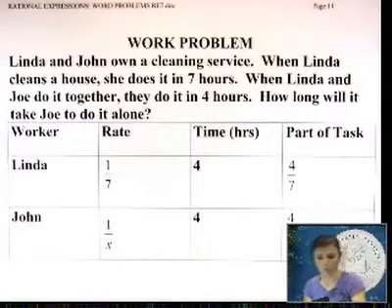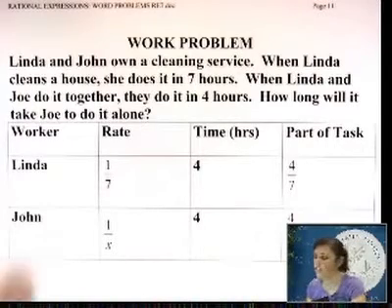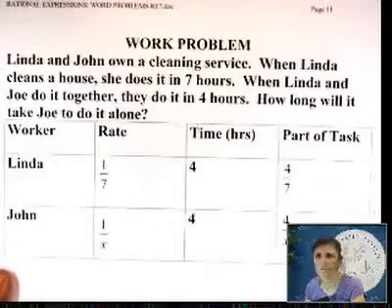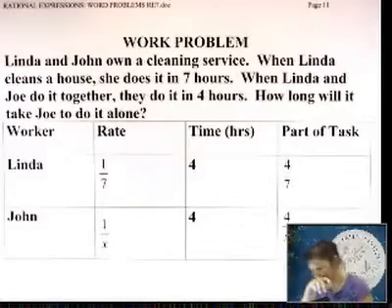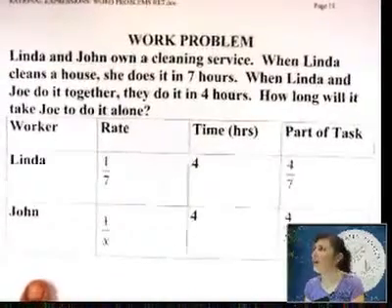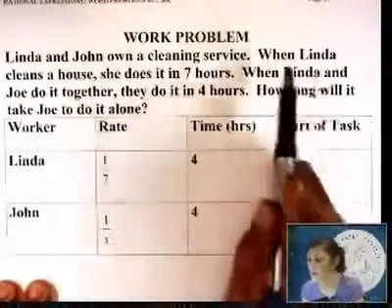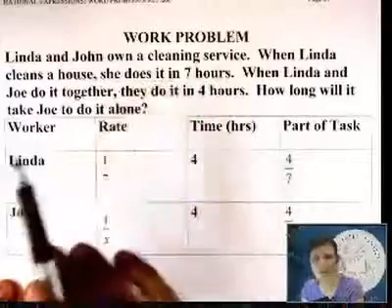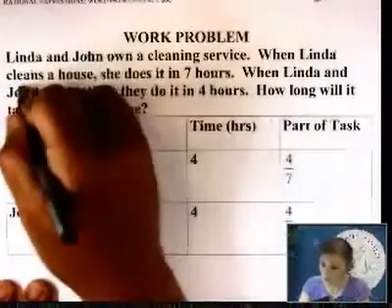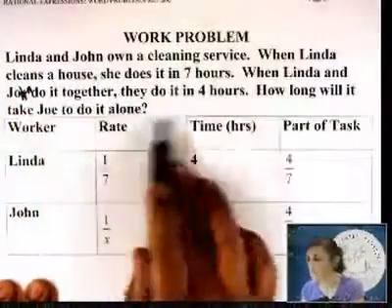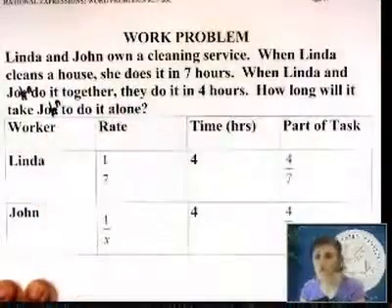The work problems, you usually have 2 people working, and they are doing the job alone at certain speed, and then when they're together, they are getting it done a little faster. So understand how to fill out the table. Here it is. Linda and John own a cleaning service. When Linda cleans a house, she does it in 7 hours alone. When John and Linda do it together, they do it in 4 hours. How long will it take John to do it alone?